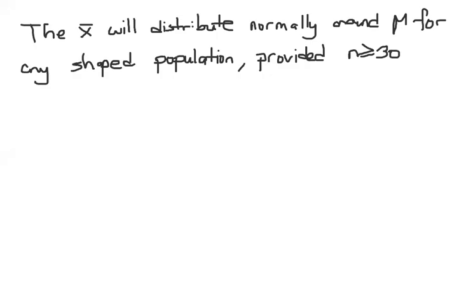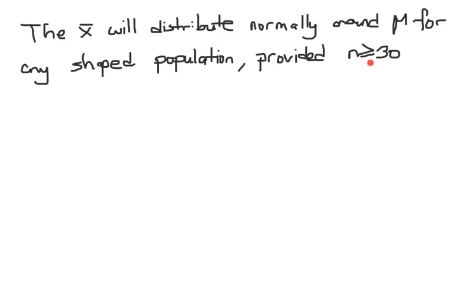Now you might wonder whether the central limit theorem applies to any shape of population. Yes, the central limit theorem applies to any shape population. The sample distribution, the X bar, will be distributed normally around mu for any shape population, provided n is greater than or equal to 30.